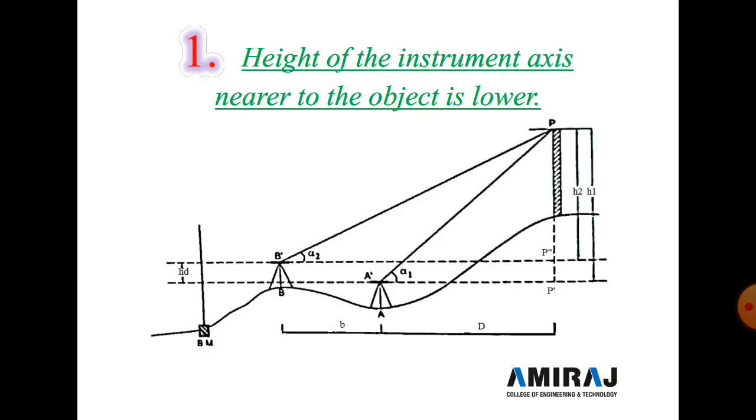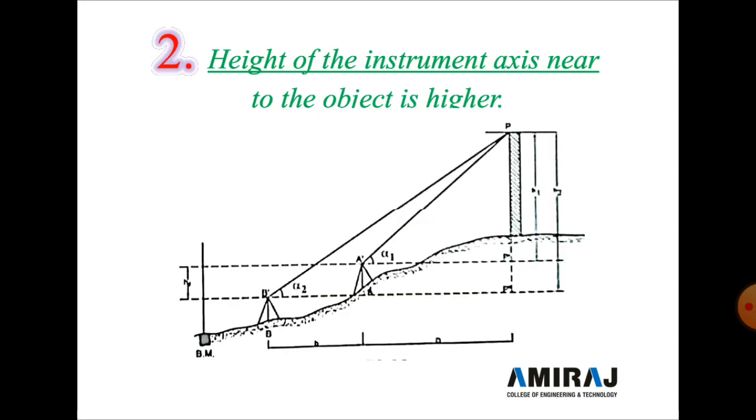So we start with our first case. Here the height of the instrument axis near the object is lower. This one is the object, and the instrument nearer the object is at the lower part, meaning this is the upper, higher area, and the instrument is set up at the first point in the lower area. And case number 2 looks like this: the first instrument station is at a higher position and the second instrument station is at a lower position.